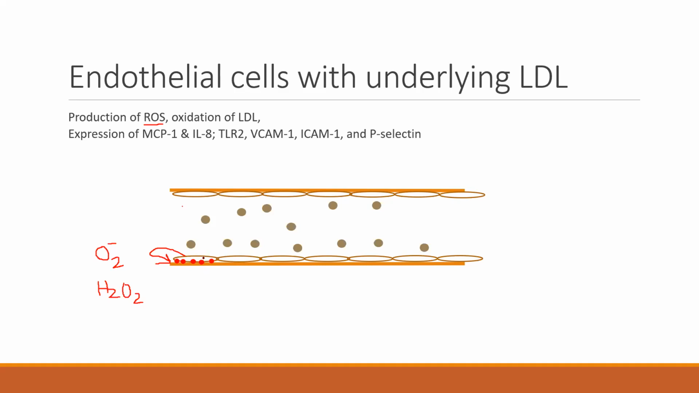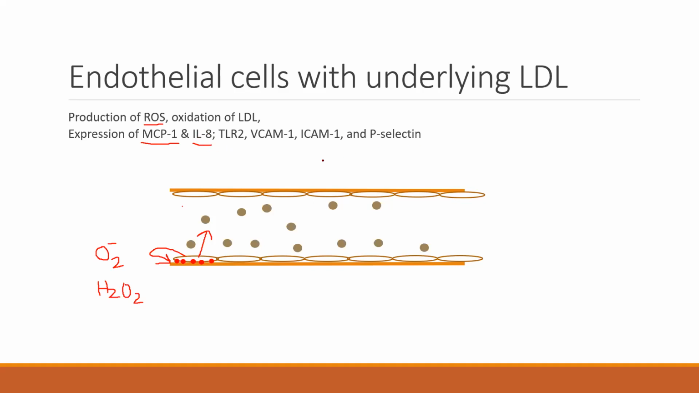This cell also will now start to produce cytokines, chemokines and cytokines. So it makes something called macrophage chemotactic protein. Macrophage chemotactic protein lays breadcrumbs for macrophages. Macrophages will now be attracted to this endothelial cell. It also makes interleukin 8. That's a pro-inflammatory molecule.